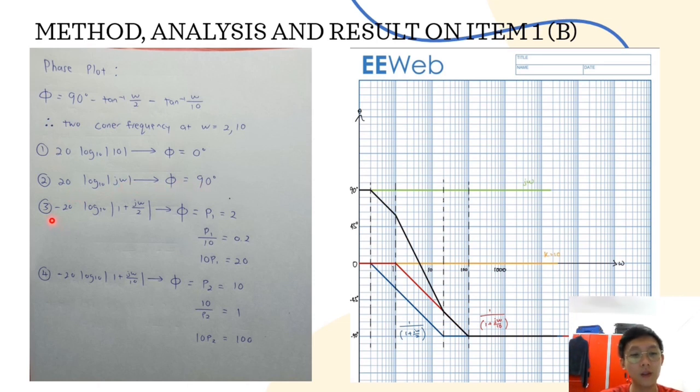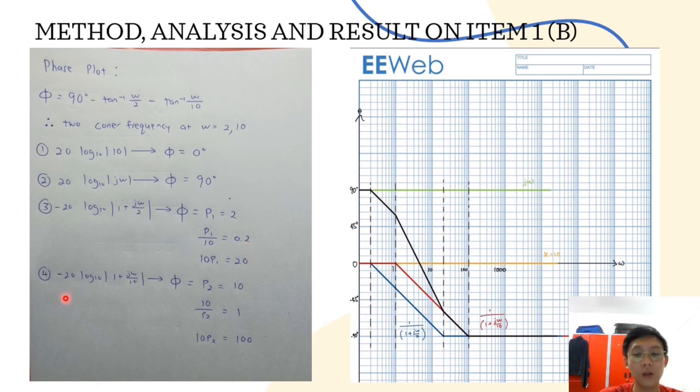And the third one is the negative 20 log of 1 plus j omega over 2. And when we turn it into the phase, we need to find P1, as you can see at right, which equals 2, because in j omega over 2, the 2 is the P1. Then P1 is equal to 2, P1 over 10 is 0.2, and 10 P1 is 20. So this is considered as a frequency range that we have to draw over 2 decades. Why do I say that? Because from 0.2 until 2 is 1 decade, 2 until 20 is 1 decade, and so 0.2 until 20 is 2 decades.